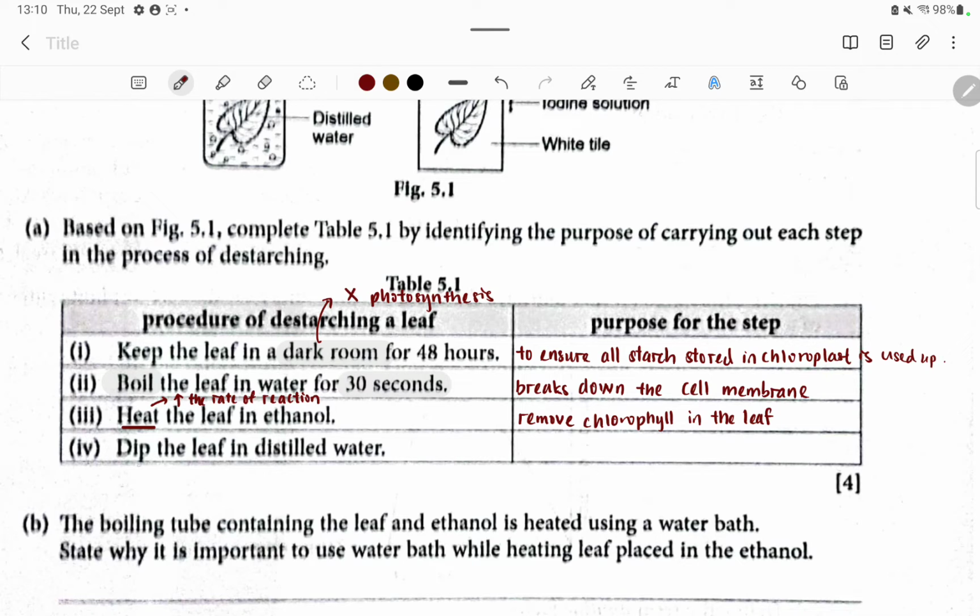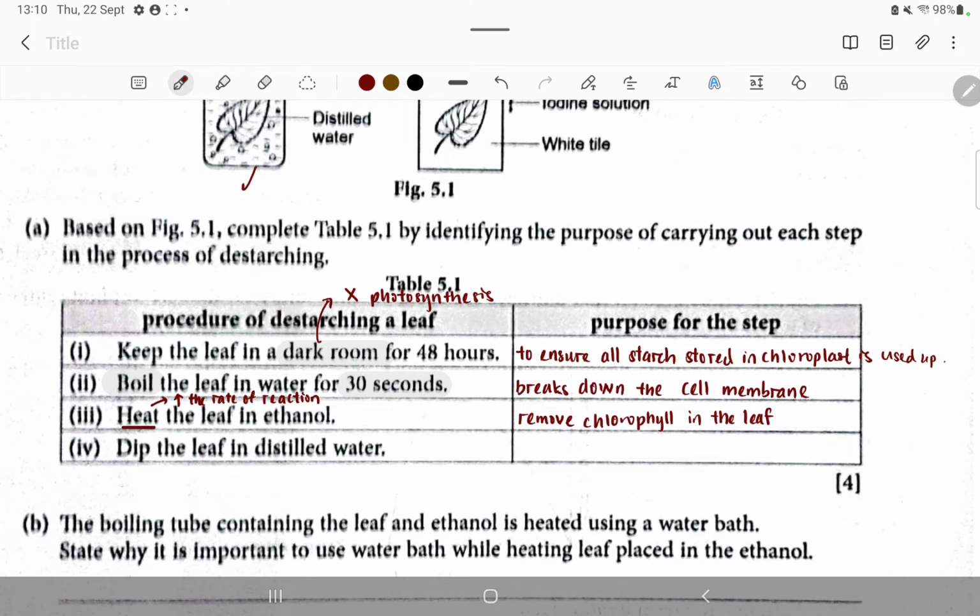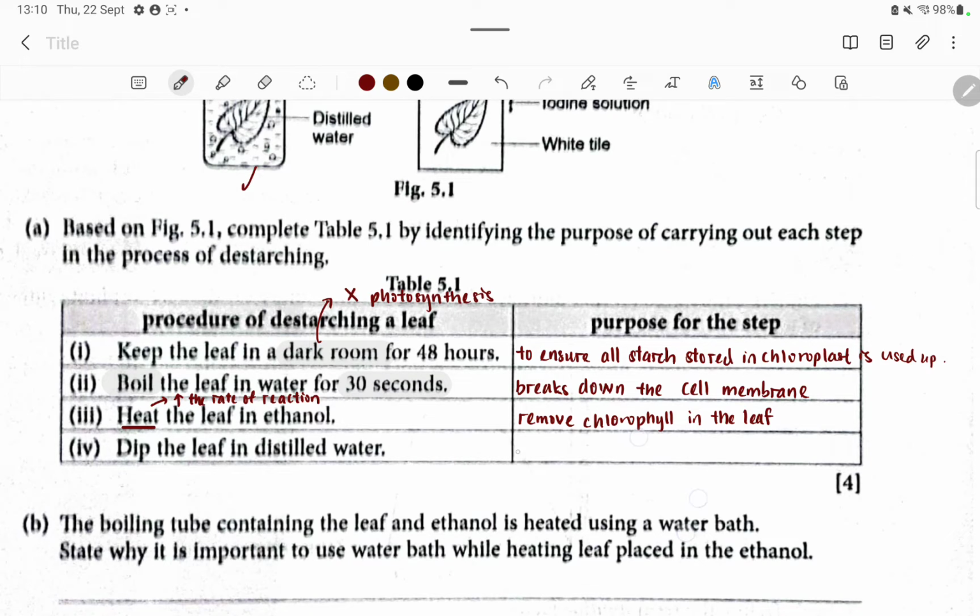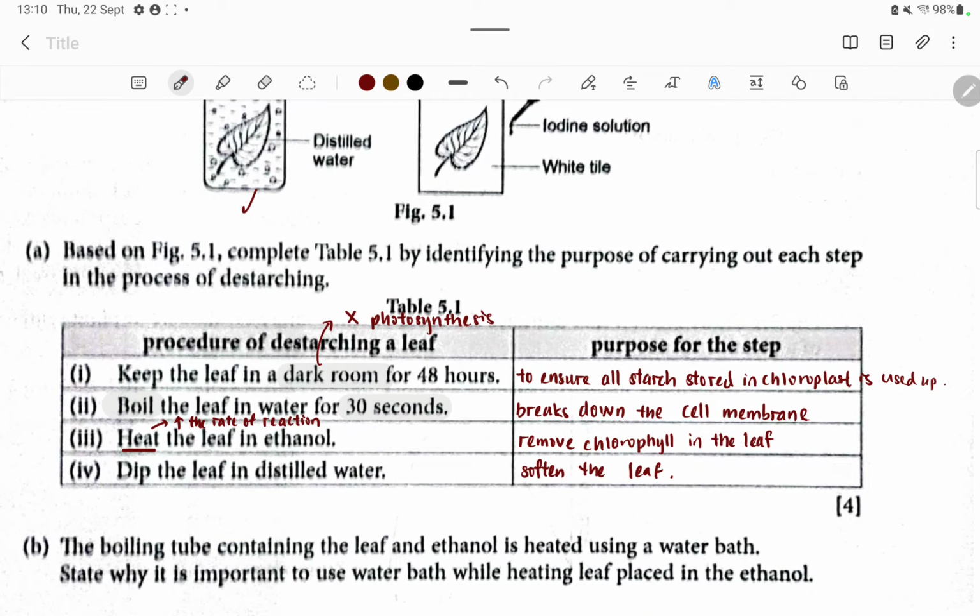Okay. Dip the leaf in distilled water. This step is to soften the leaf, because we already heated it. By this time the leaf can be destroyed very easily. We say it is very brittle. So we rinse it in water so that it won't break easily.